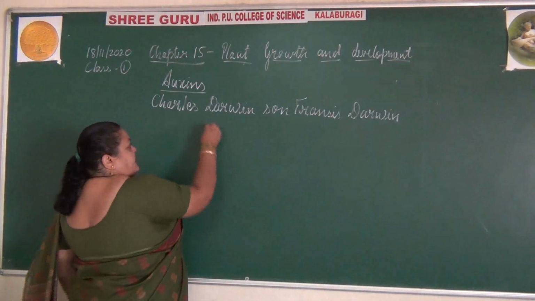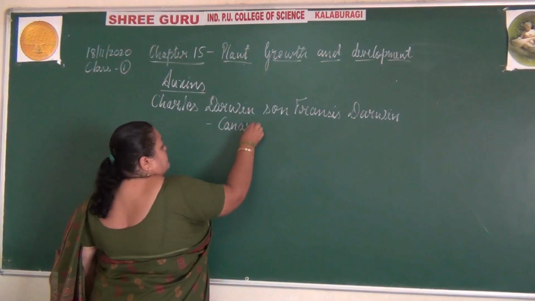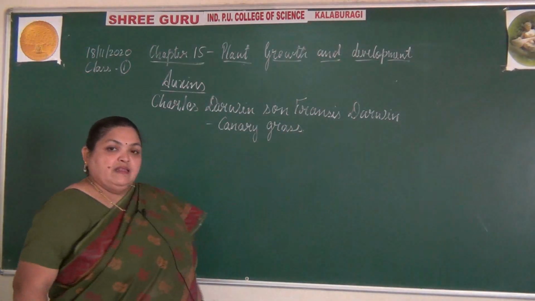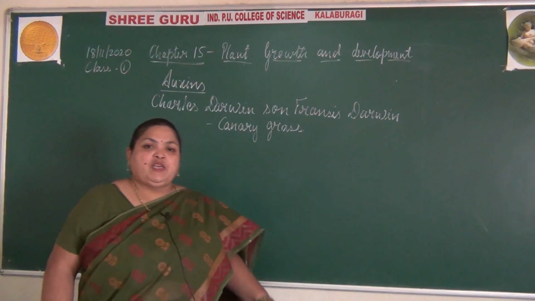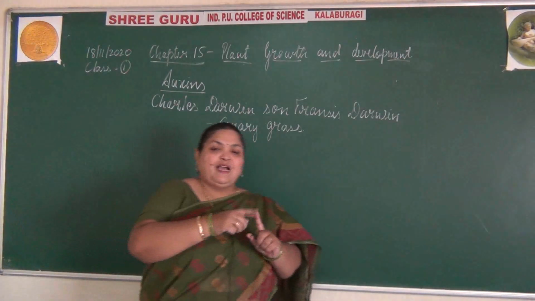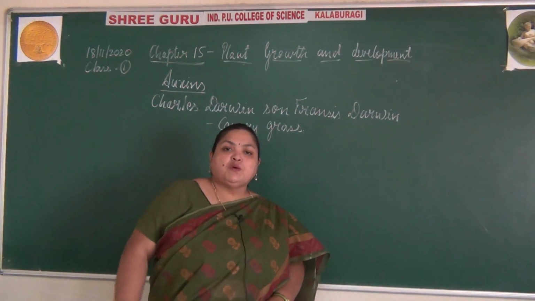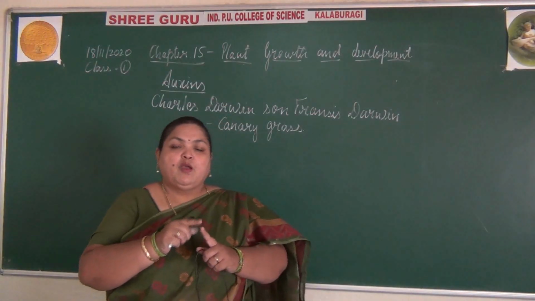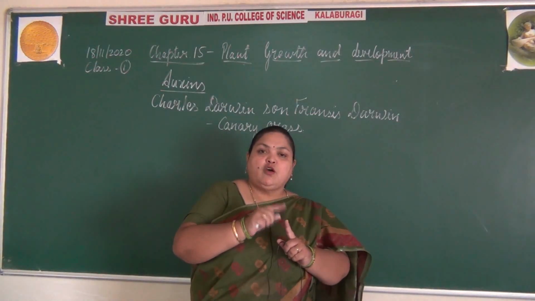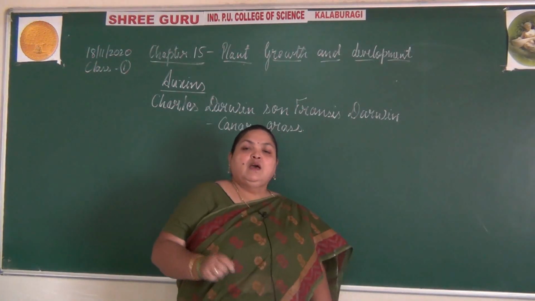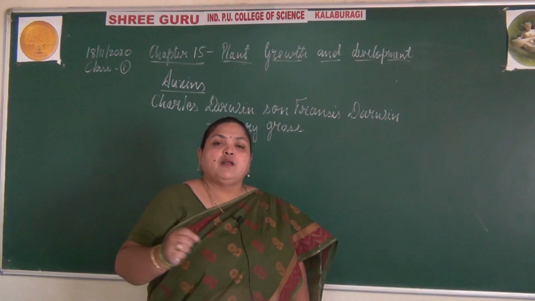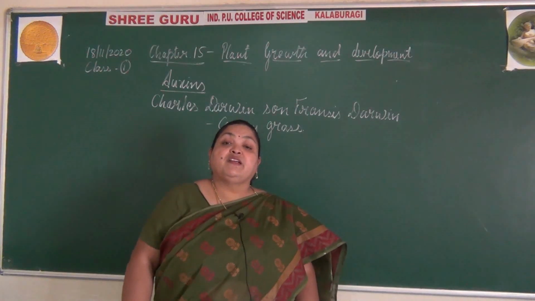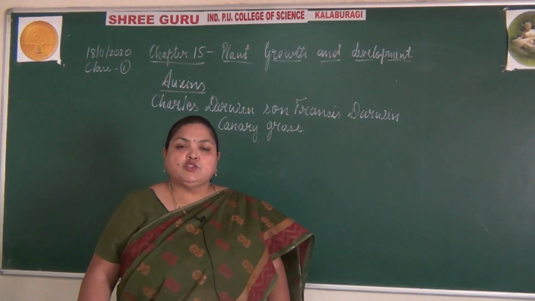were working on canary grass. They observed that the extreme tip of the plant, the shoot tip or the extreme apex of the stem, has a group of cells, a mass of cells known as the coleoptile. They observed that it responded towards the source of light.